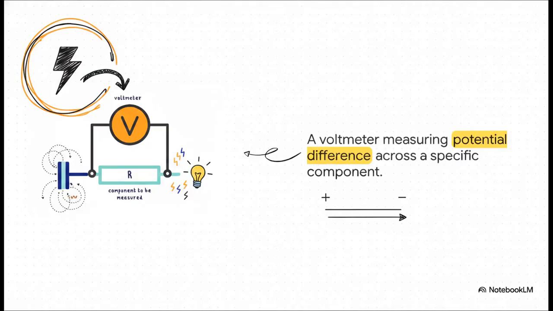Now, let's see how this concept builds. While EMF is the total push provided by the source for the entire circuit, a voltmeter is usually set up to measure something called potential difference. What's the difference?